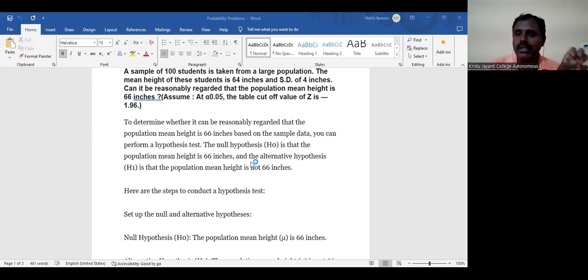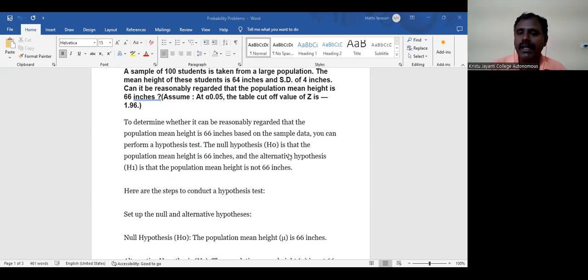That means we are going to assume the population height of 66 inches is correct. Then the alternative hypothesis, denoted by H1, we consider the population mean height is not 66 inches. One thing is we accept the statement, the other is we do not accept it. So accepting the statement is the null hypothesis H0, and the alternative hypothesis is the rejection. That is what they have given here.